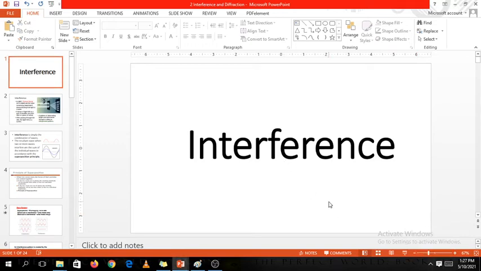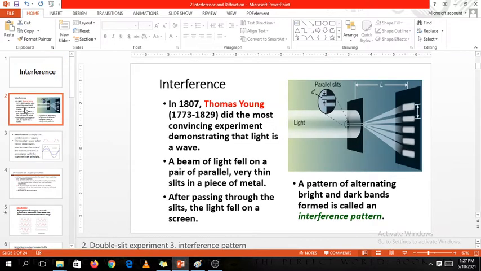Good day, grade 10. So this will be our next lesson for wave optics, and this is a two-part lesson, interference and diffraction. Or rather, I combined interference and diffraction because they are just related concepts. So what is interference? In 1807, Thomas Young did the most convincing experiment demonstrating that light is a wave.